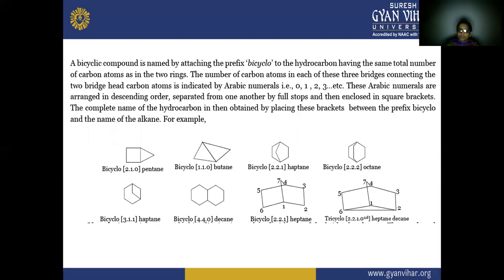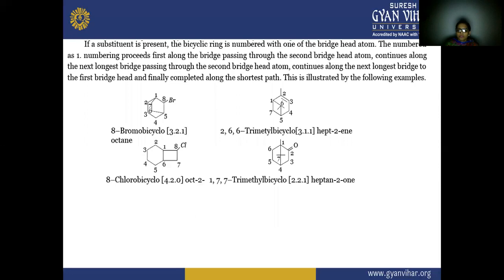For example, here is given bicyclo 2.1.0 pentane, because this is having 5 carbon atoms. Next is your butane. So its name is bicyclo 1.1.0 butane. Next is the heptane, it's 2.2.1. So these are the examples of the bicyclo.